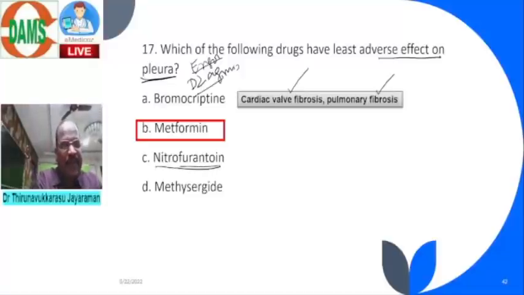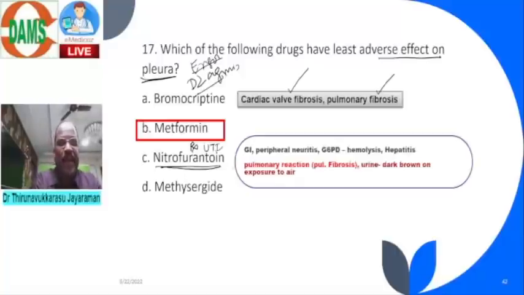Nitrofurantoin, an antimicrobial, is useful for treatment of urinary tract infection. This also causes pulmonary reactions, sometimes causing pulmonary fibrosis. Okay. The other problem it can cause is peripheral neuritis. In G6PD deficiency patients it may cause hemolysis, anemia, hepatotoxicity. So remember, nitrofurantoin also has the risk of causing pulmonary toxicity in the form of pulmonary fibrosis and also causes dark brown urine. That's called coffee colored urine.